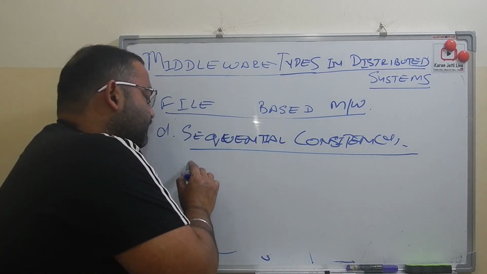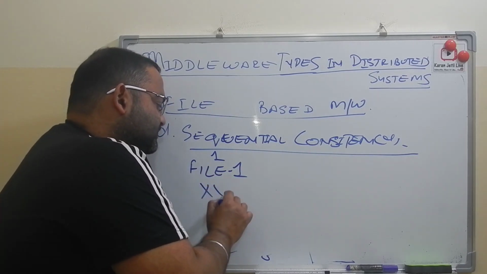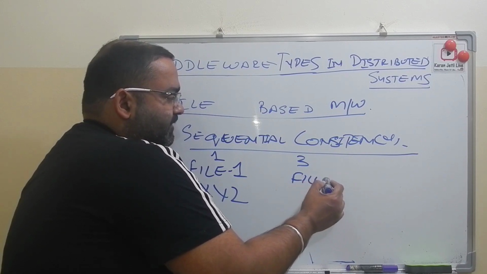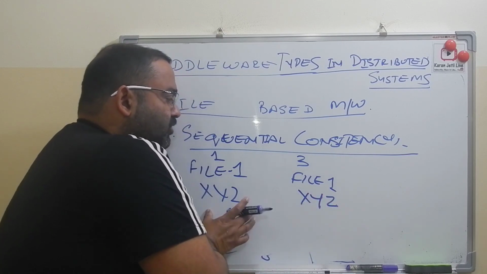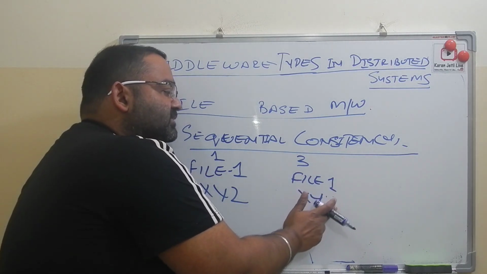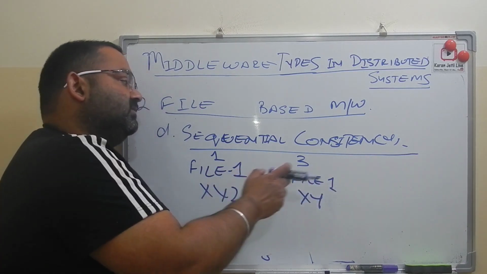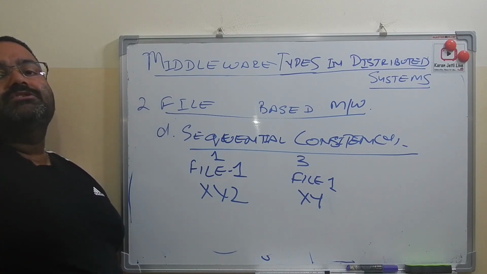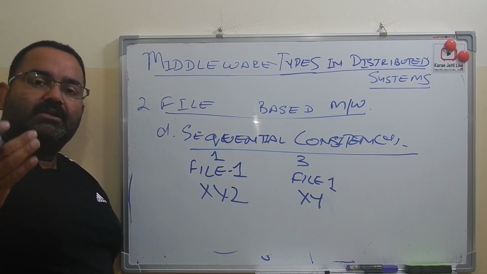For example, if file 1 at location 1 has XYZ, then the same file 1 at location 2 and location 3 should be consistent. Both should have the same content. If these contents are not consistent, then our system will not know which file 1 is valid. So this is called sequential consistency. This is the last and final issue in file based middleware.